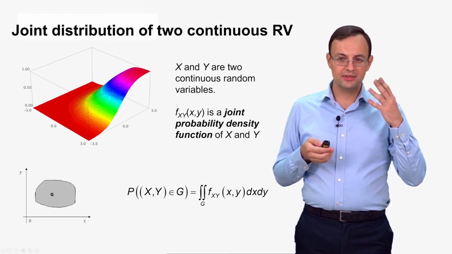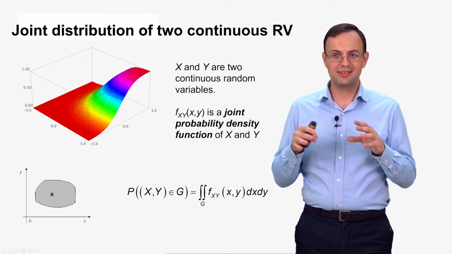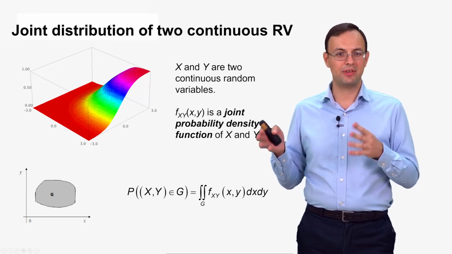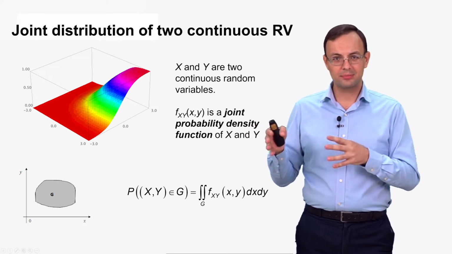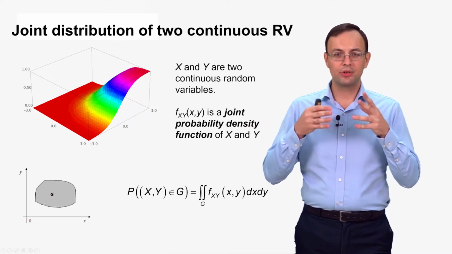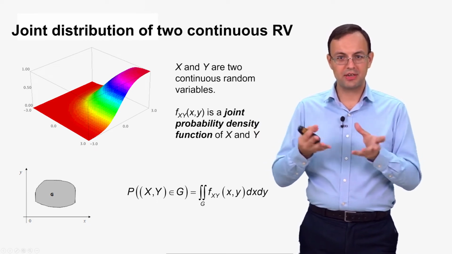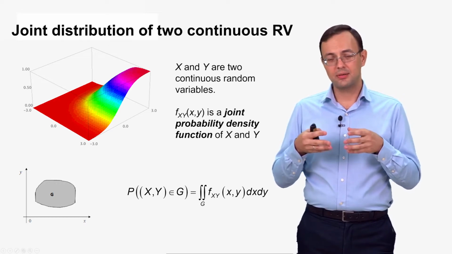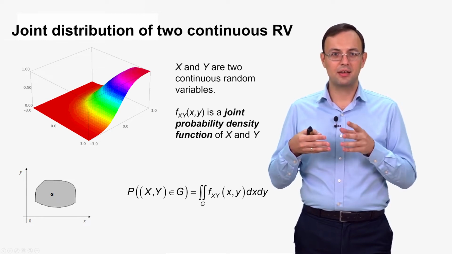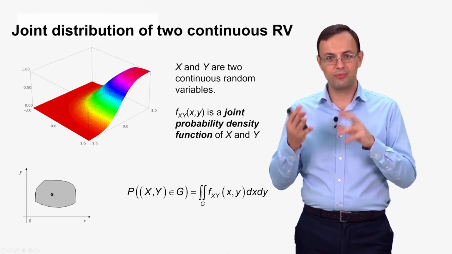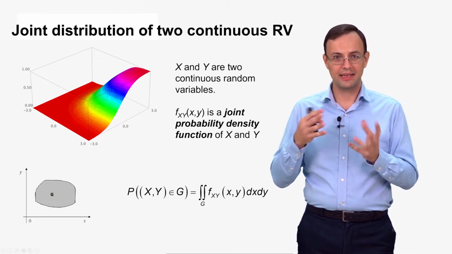This formula can be taken as the definition of what joint PDF is. So the joint PDF of two continuous random variables is such a function that for every two-dimensional set, the probability that the pair of numbers x, y will belong to this set can be found as a double integral of this function over this set. Such a function is called the joint PDF of x and y.